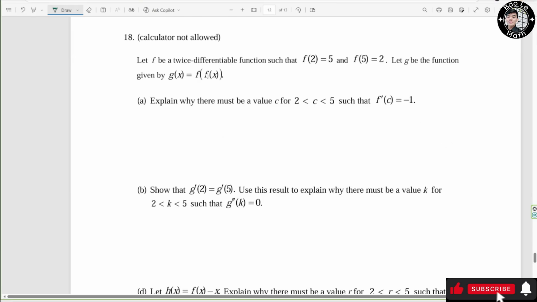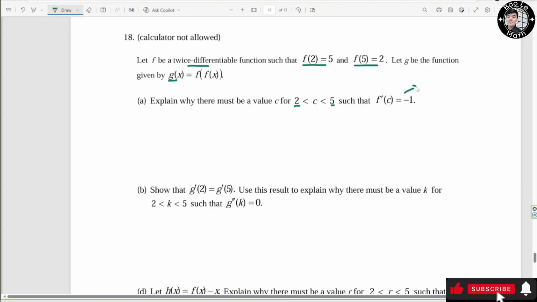Let's move on to question 18. Let f be a twice differentiable function such that f of 2 equals 5, f of 5 equals 2. Let g be the function given by g of x equals f of f of x. Question A. Explain why there must be a value of c, for c between 2 and 5, such that f prime of c equals -1.